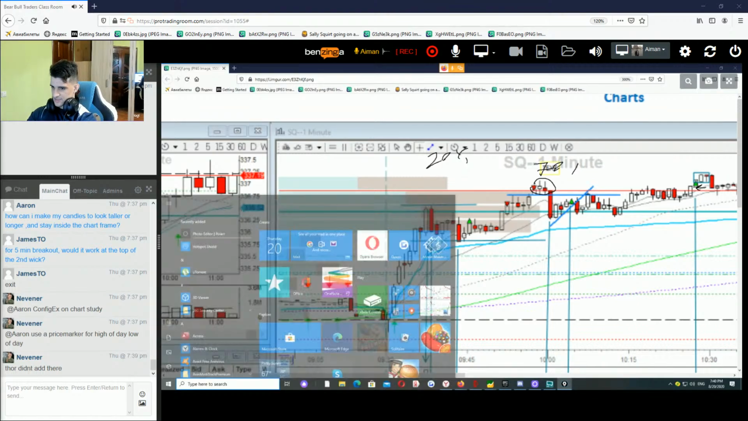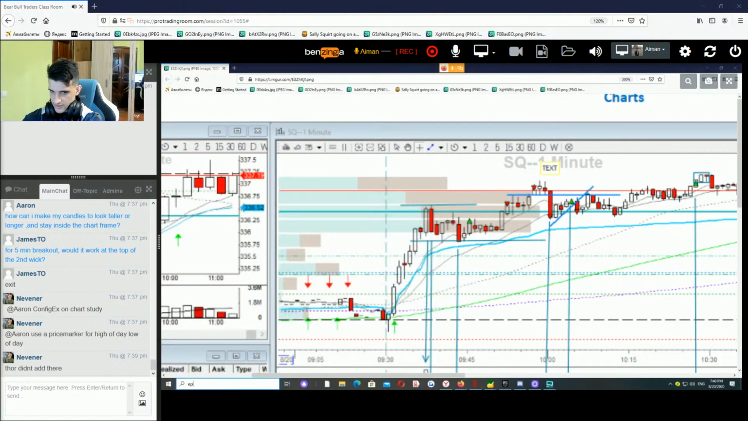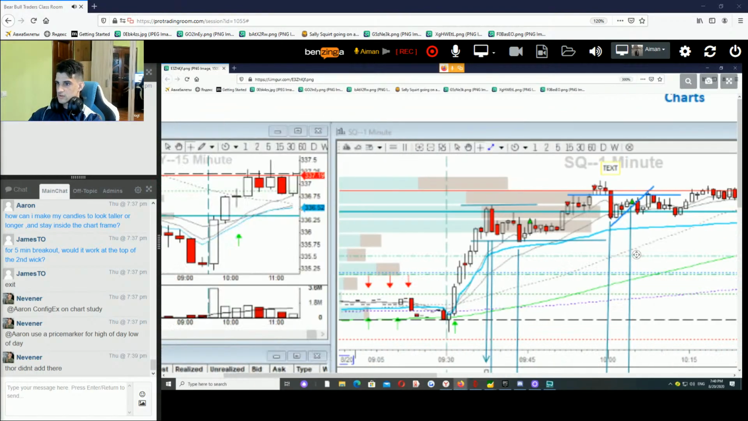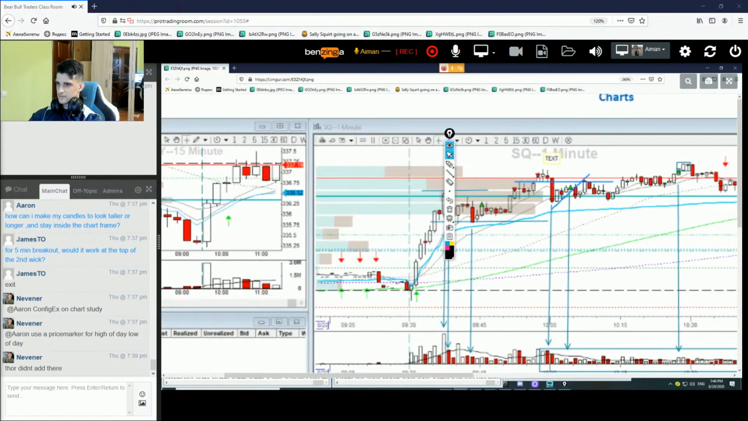My Epic Pen just froze. Let me close it and open it again. So, unfortunately, this was a fake breakout right there. Sorry about that. Oh my god, what am I doing?